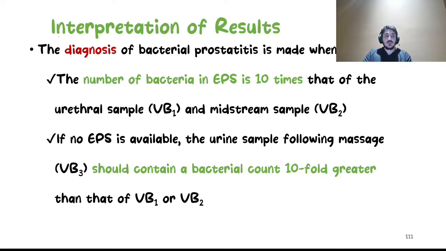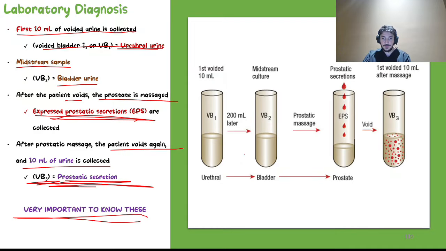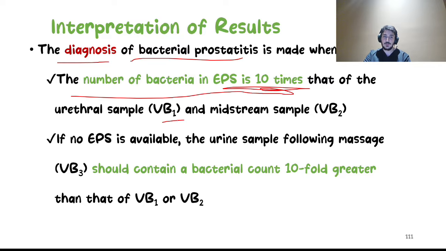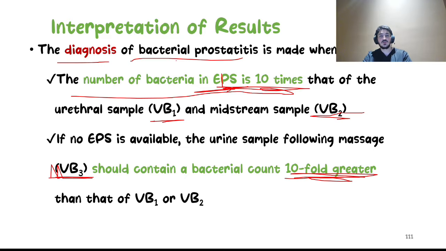Okay, how do we interpret the results? When is it positive? It's positive when EPS or VB3 have 10 times the bacteria that are in VB1 and VB2. So the diagnosis of prostatitis happens when the number of bacteria in EPS is 10 times that of VB1 and VB2. If we don't have EPS, sometimes the prostatic secretions are not enough, so we check the VB3. The same thing, 10 times greater. So remember, if VB3 or EPS are 10 times greater than VB1 and VB2, that suggests the diagnosis of bacterial prostatitis. And this method, again, is the gold standard for the diagnosis of prostatitis.